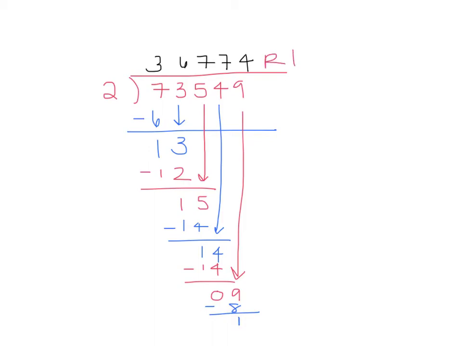So 73,549 divided by 2 gives me 36,774 with a remainder of 1. We are going to use that exact same idea, only this time there's going to be x's in our problem.